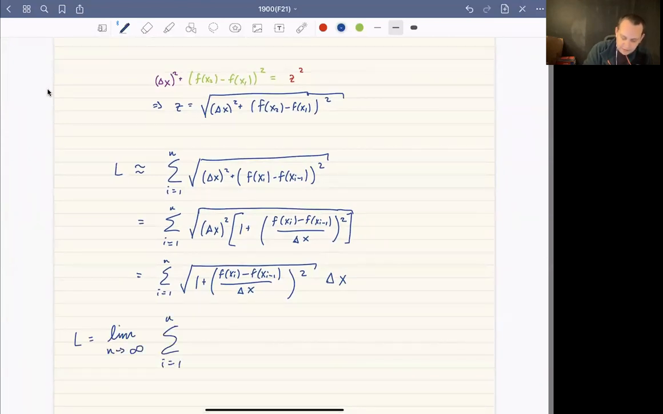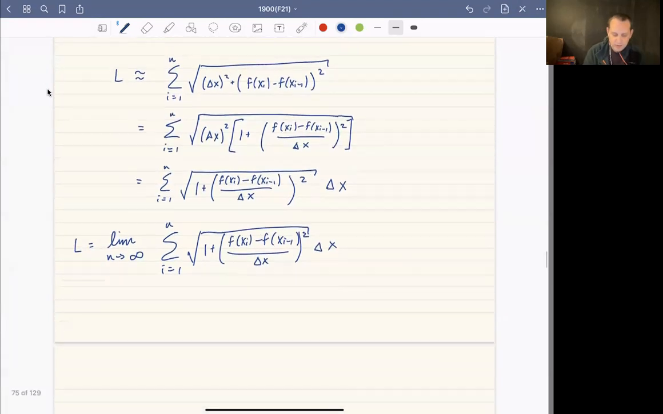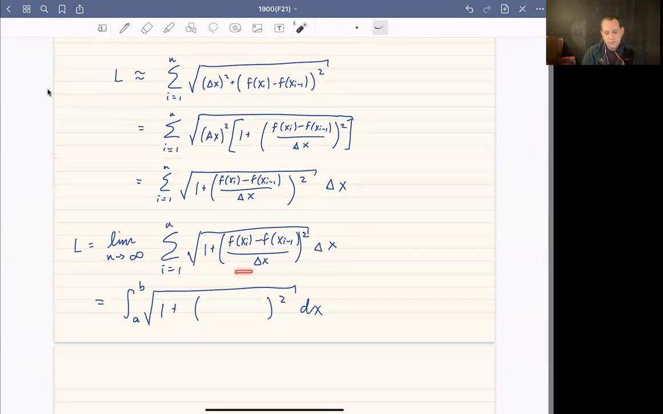And out pops an integral. What the integral is going to be, so I'm just copying what I have for now, is we need to think about what happens to each of these quantities. So L is going to be equal to the integral from a to b of the square root of 1 plus something squared dx. And it turns out that this something should look pretty familiar to you.